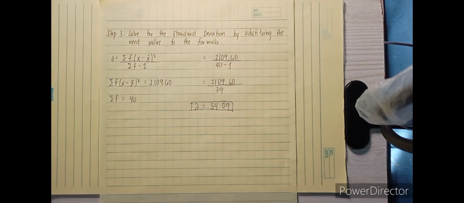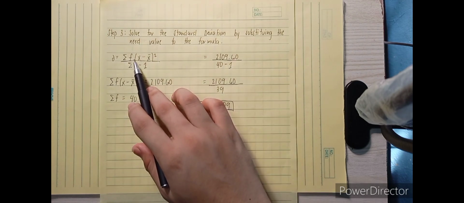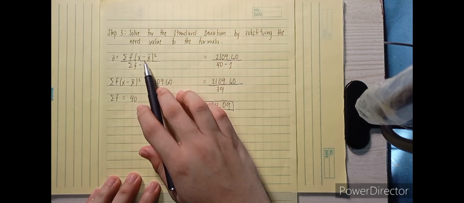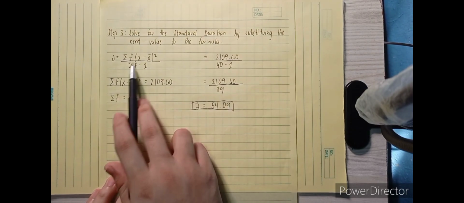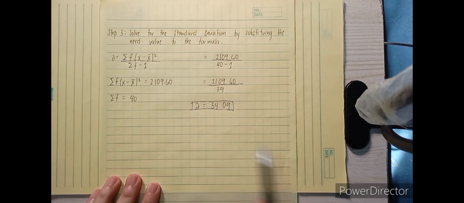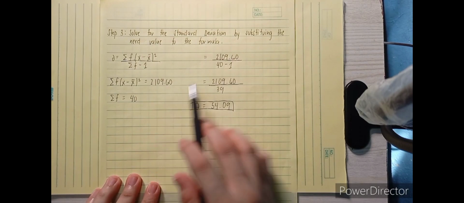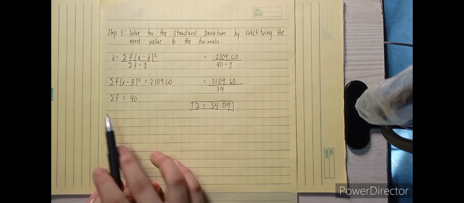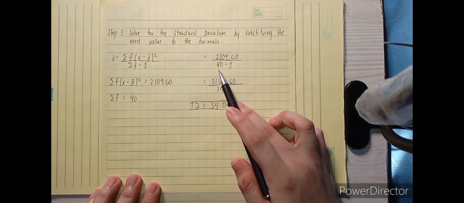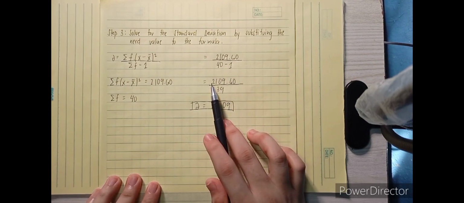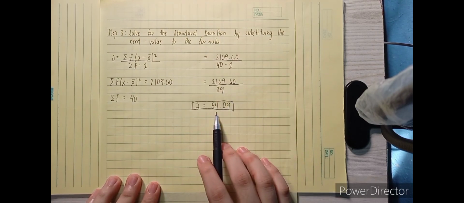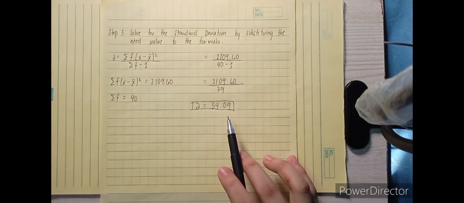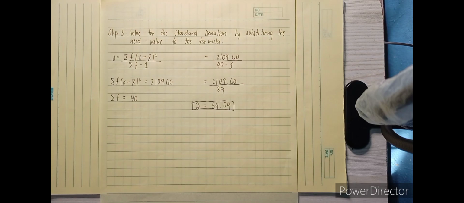Tayo sa step number 3 o sa ating last step. Solve for the standard deviation by substituting the needed value to the formula. Ang ating formula ay summation of f times x minus x bar raised to 2 over summation of frequency minus 1. Ang ating value ng summation of f times x minus x bar raised to 2 is 2,109.60. And atin namang value ng summation of frequency ay 40. 40 minus 1 is equals to 39. 2,109.60 divided by 39 is equals to 54.09. So, 54.09 ang ating standard deviation of the frequency distribution of score of 40 students.